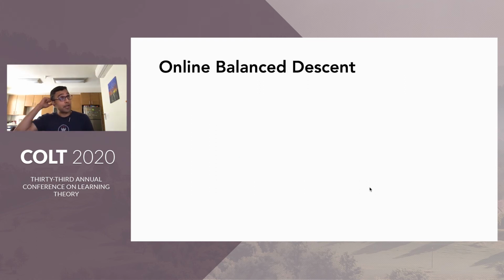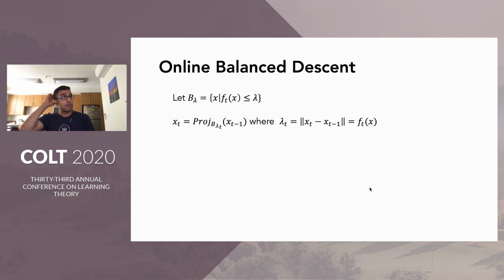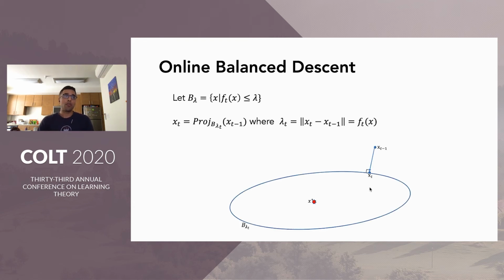And that leads to our next algorithm, which is the online balanced descent algorithm. So the algorithm is as follows. At any given point, we will project x_{t-1} onto some level set. And we'll choose the level set in such a way that the movement cost is again equal to the hit cost. So pictorially, what this means is we choose a level set K of lambda_t, and we will project x_{t-1} onto this set to get x_t.